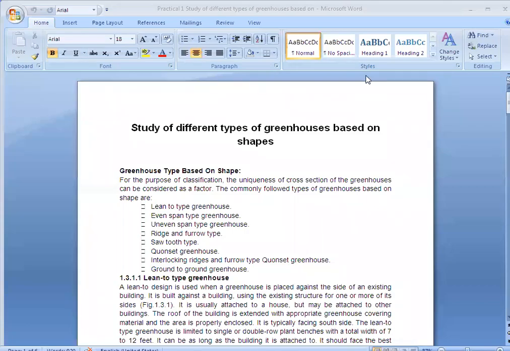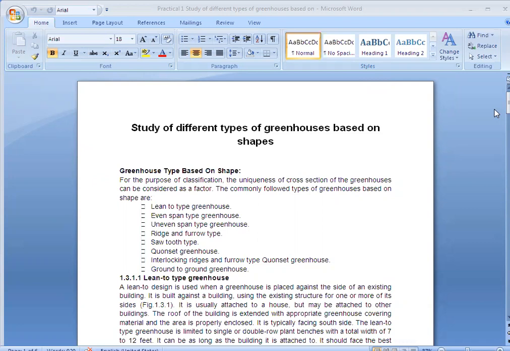Priyanka. Today I will discuss the study of different types of greenhouse based on shape. Greenhouse types based on shape. For the purpose of classification, the units of cross sections of the greenhouse can be considered as a factor.